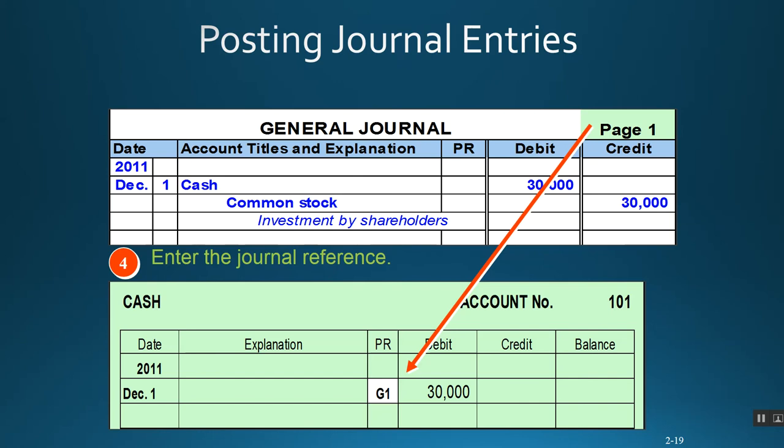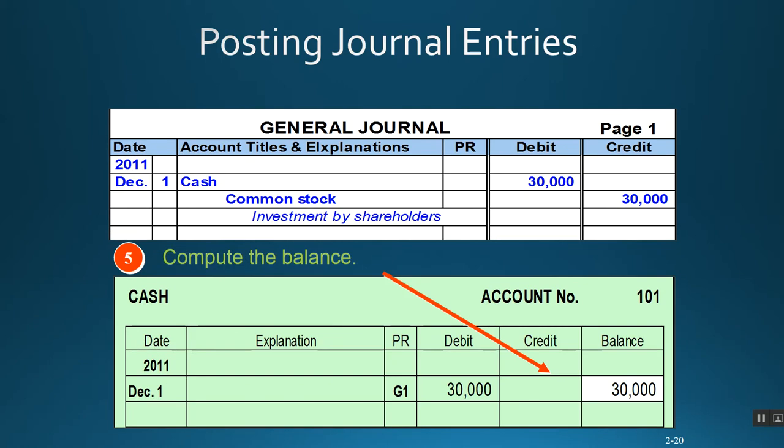And the reference number is the page. So notice G1 represents General Journal page 1. And then we show if the account increased or decreased, and then what is its balance.